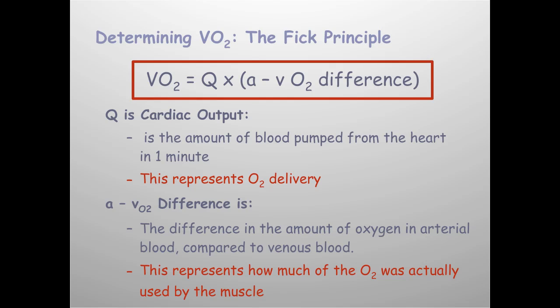As a review, cardiac output Q is the amount of blood pumped by the heart in 1 minute and represents oxygen delivery. And VO2 difference is the difference in the amount of oxygen in the arterial compared to the venous blood and represents how much was extracted and used by the muscle.